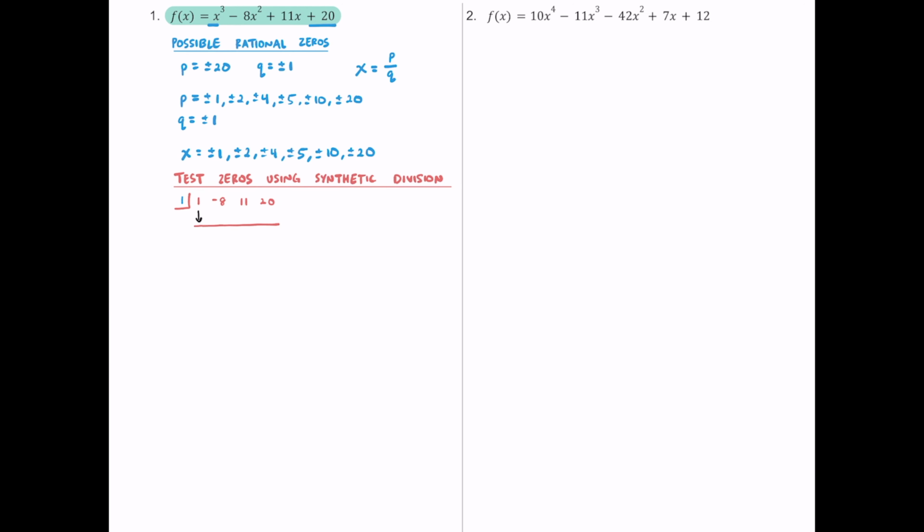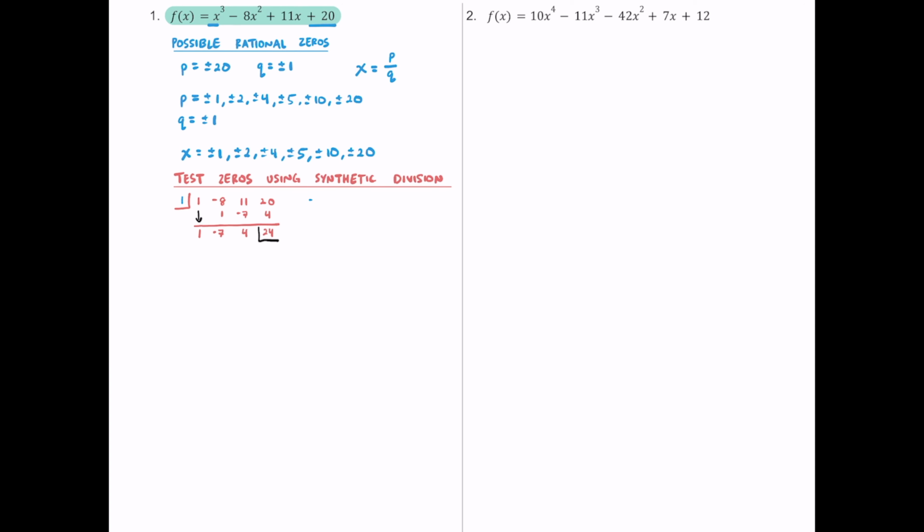So let's bring this 1 straight down. 1 times 1 is going to be 1. Negative 8 plus 1 is negative 7. 1 times negative 7 is negative 7. 11 plus negative 7 is 4. 1 times 4 is 4. And 20 plus 4 is equal to 24. So notice that's not equal to 0, which means that 1 isn't going to be one of our rational zeros.